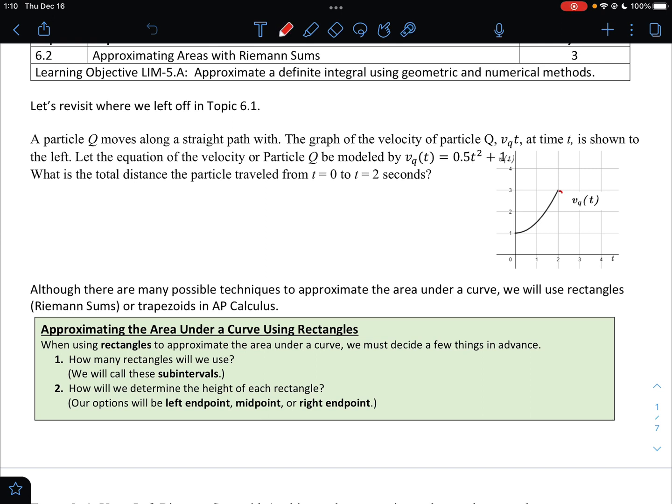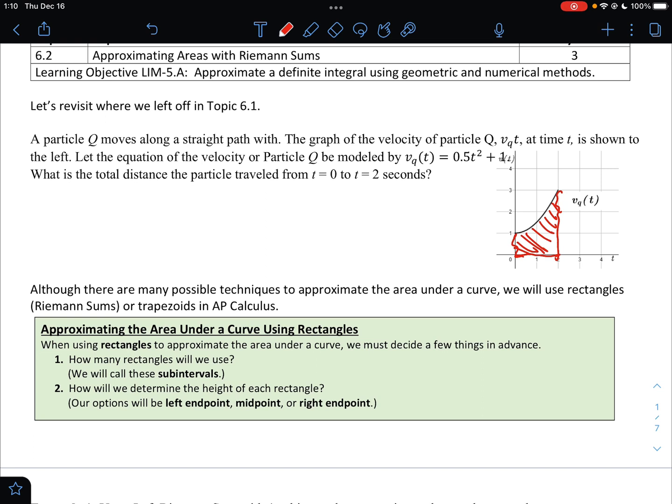And what we said at the end of topic 6.1 is that we want to find this area here. Using the knowledge we currently have, it is not possible. So although there are many possible techniques to approximate the area under the curve, we are going to use rectangles, and we call these Riemann sums, or trapezoids, which we'll talk about later on in AP Calculus. So we're going to start with rectangles.